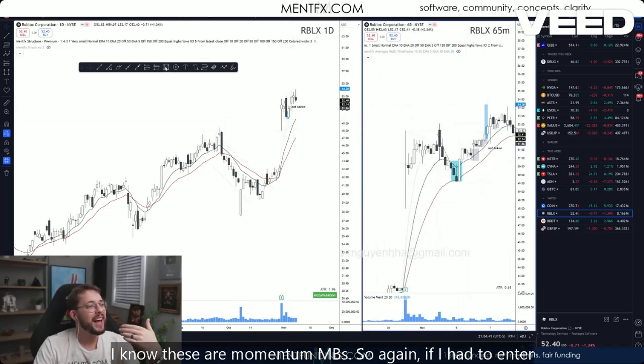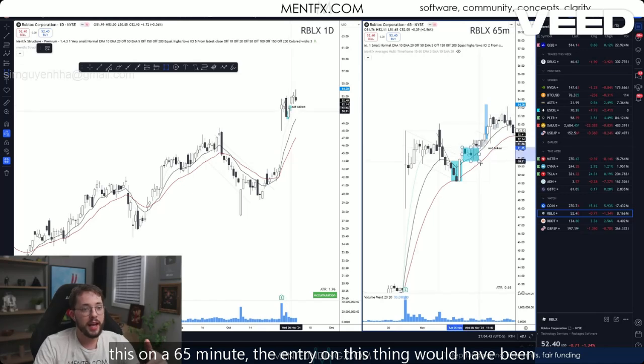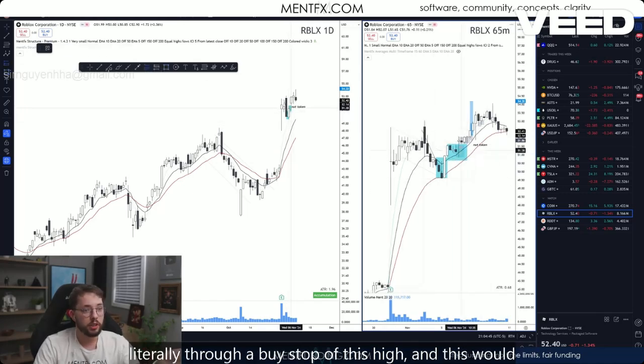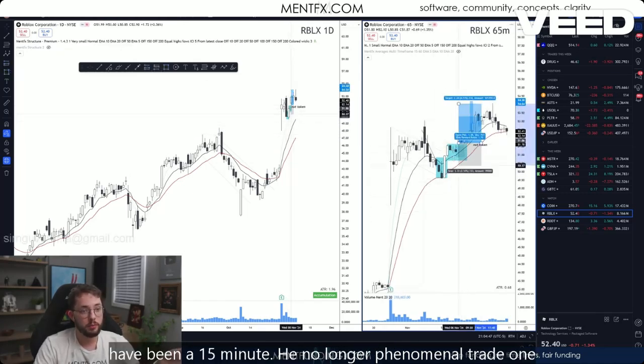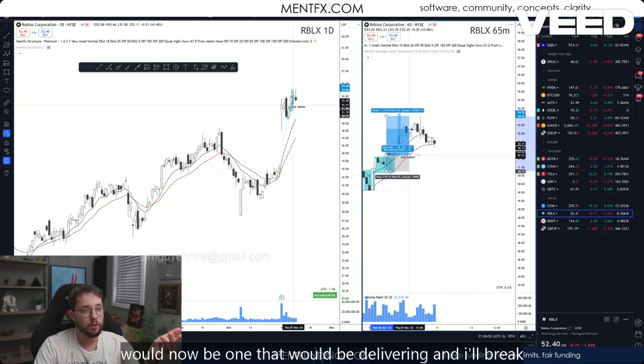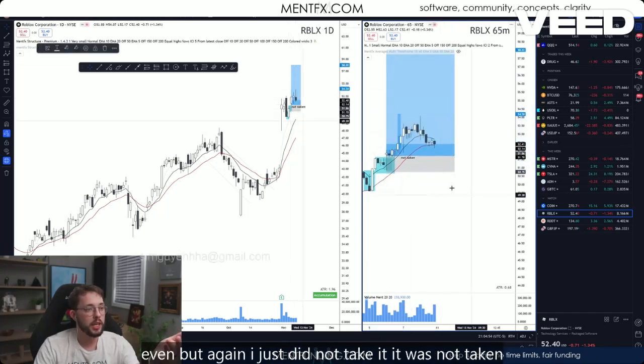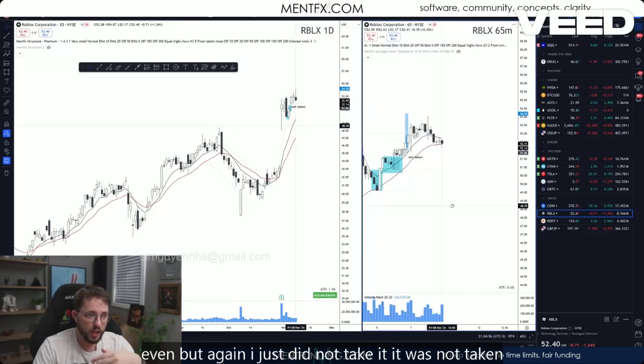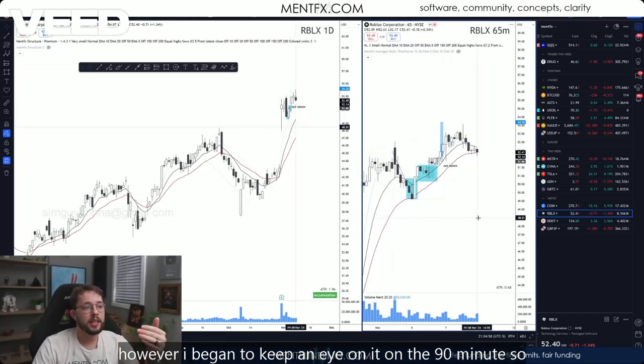So again, if I had to enter this on a 65-minute, the entry on this thing would have been literally through a buy stop of this high. And this would have been a phenomenal trade, one that I'd be more than happy to take. And in this case, it would now be one that's delivering and not break even. But again, I just did not take it. It was not taken. However, I began to keep an eye on it on the 90-minute.